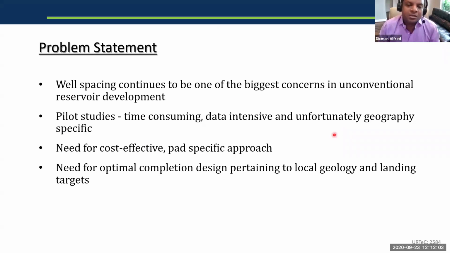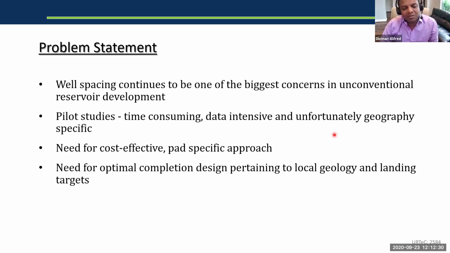Okay. So what's the problem statement here? It only took 2 articles in the Wall Street Journal, and that pretty much destroyed our industry. One was spacing, and the other was GOR. And frankly, we haven't recovered from those damaging articles. Well spacing is always going to be our biggest concern as we move along the unconventional reservoir development.